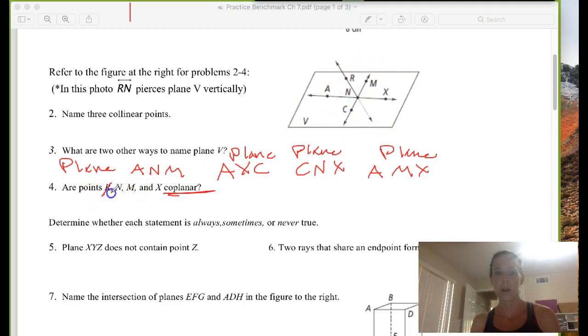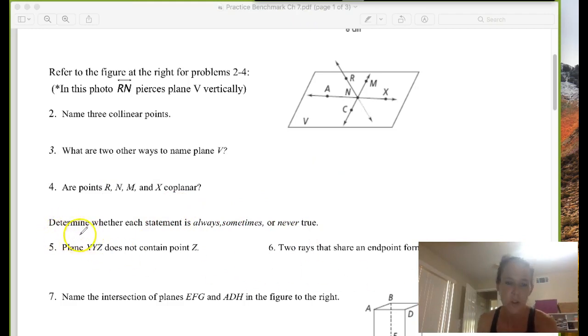So because R is not on the plane, N's right here, M is, and X is, these are all on the plane, but this pierces through. Because R is not on the plane, these are not coplanar, so I would say no. And that really is hard to tell in that picture, and that's why I added that, just so you can see that. Okay, determine whether each statement is always, sometimes, or never true. These can get tricky. Okay, so number 5, does plane X, Y, Z not contain point Z?